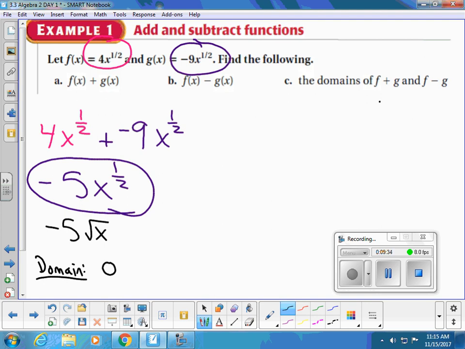0 through infinity. Good. And I'm going to put that bracket around the 0 because we are including the 0. So that's technically your answer to part C. It's our domain of f plus g.